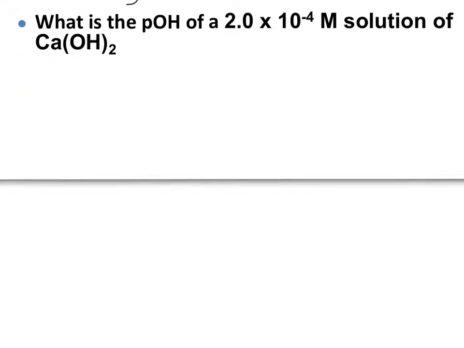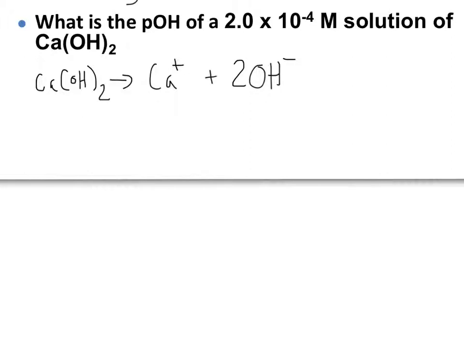All right. Okay, this last one is a bit trickier. What is the pOH of a 2.0 times 10 to the negative 4 molar solution of calcium hydroxide? So calcium hydroxide breaks down into calcium ions and OH minus ions. And we have to balance these, right? Because on the reactant side, we have 2 hydroxide ions, so on the product side, we're also going to have 2 hydroxide ions. It's just that instead of it being in the subscript form, now it's a coefficient.